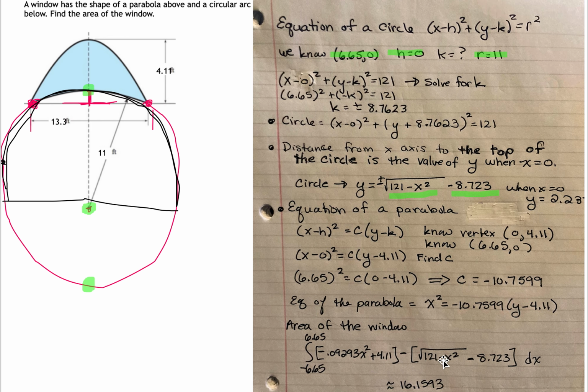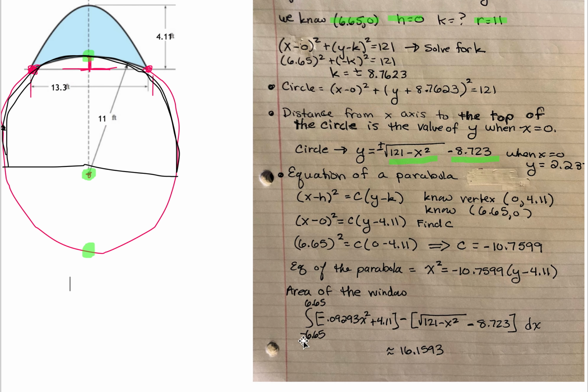Now, one last thing, we could have gone from 0 to 6.65. Since this is symmetric, I could take just this area and double it. So that's another way that you can do it if you prefer to do it without using negative limits.